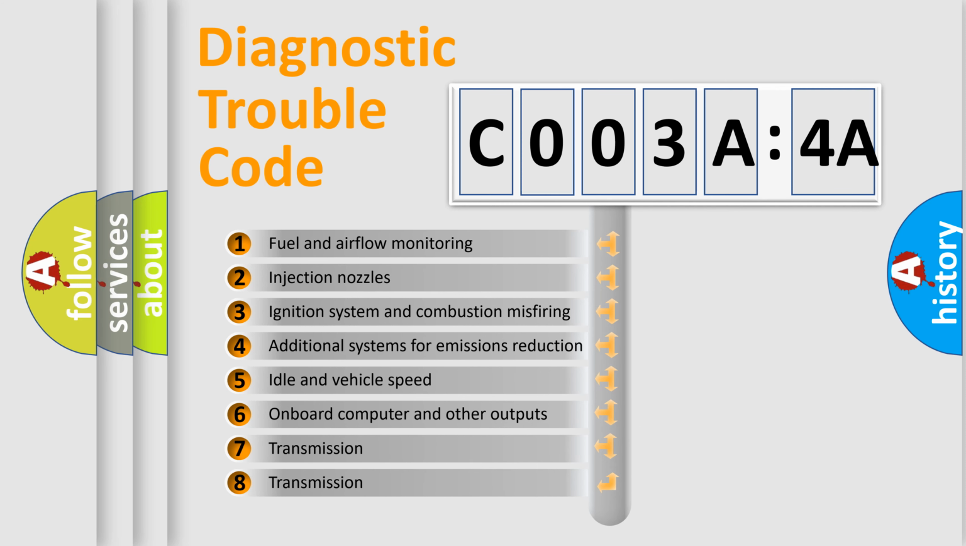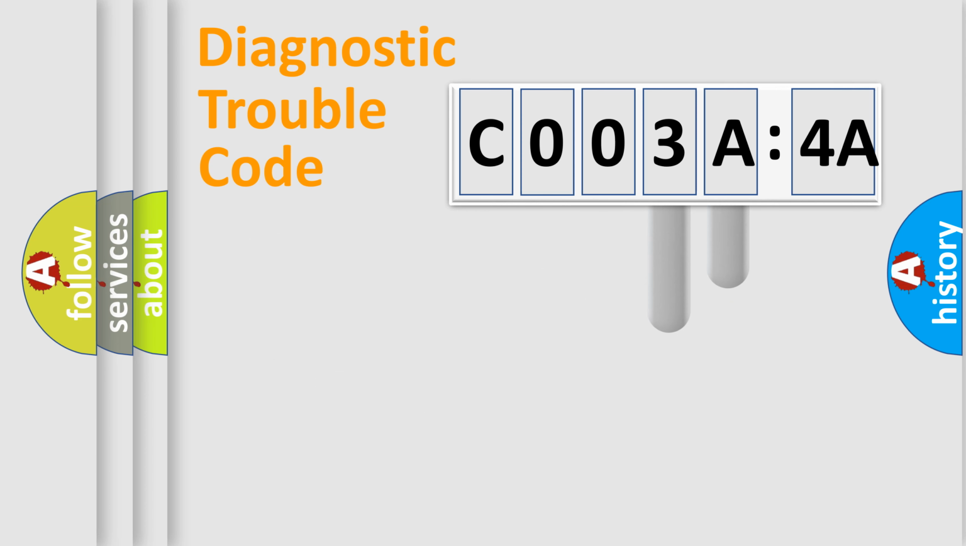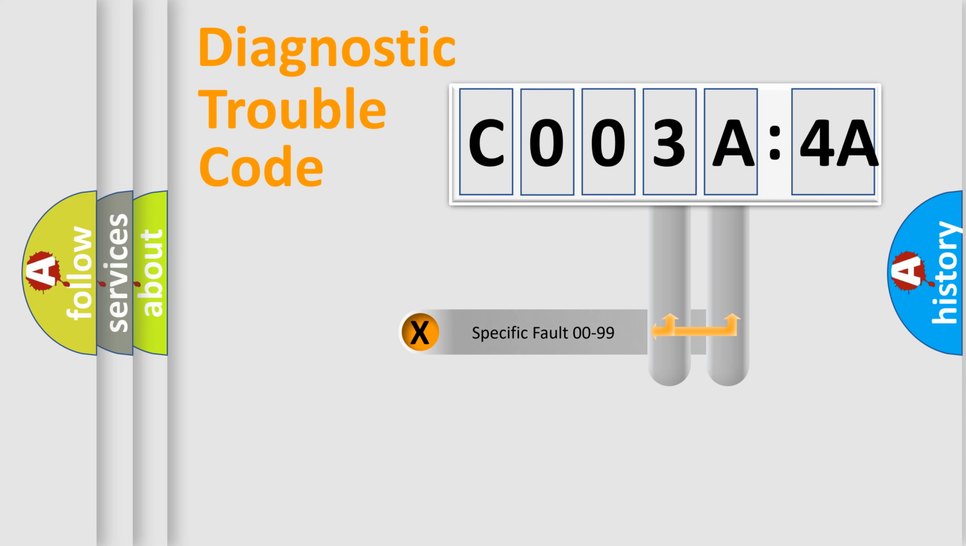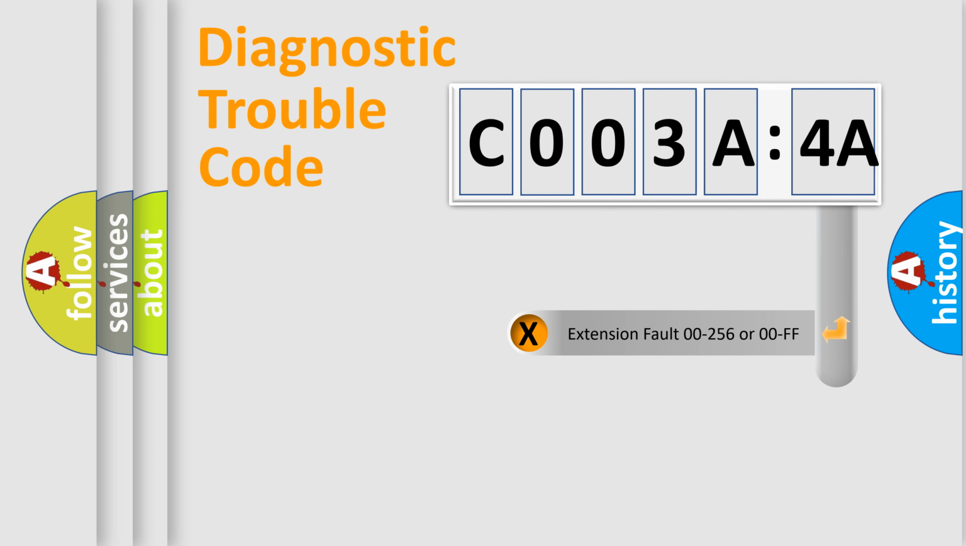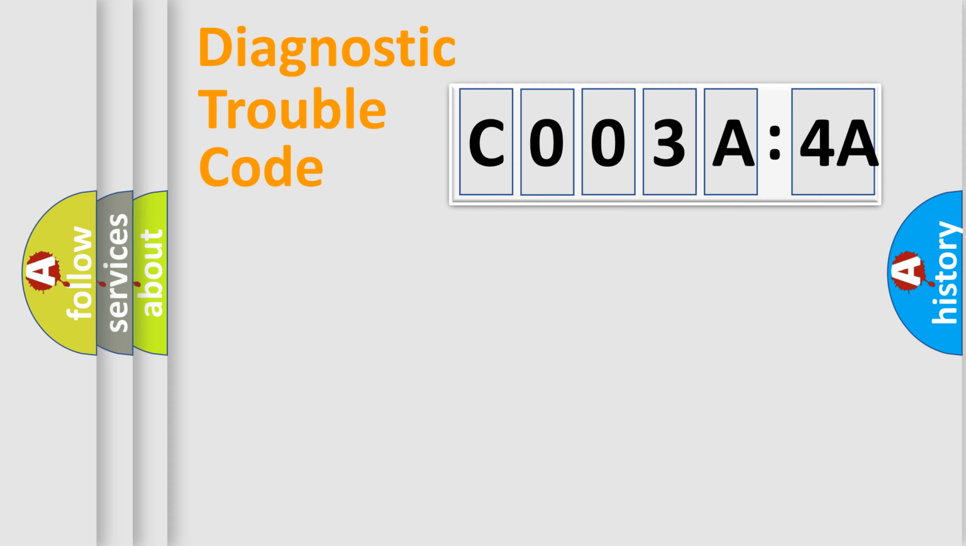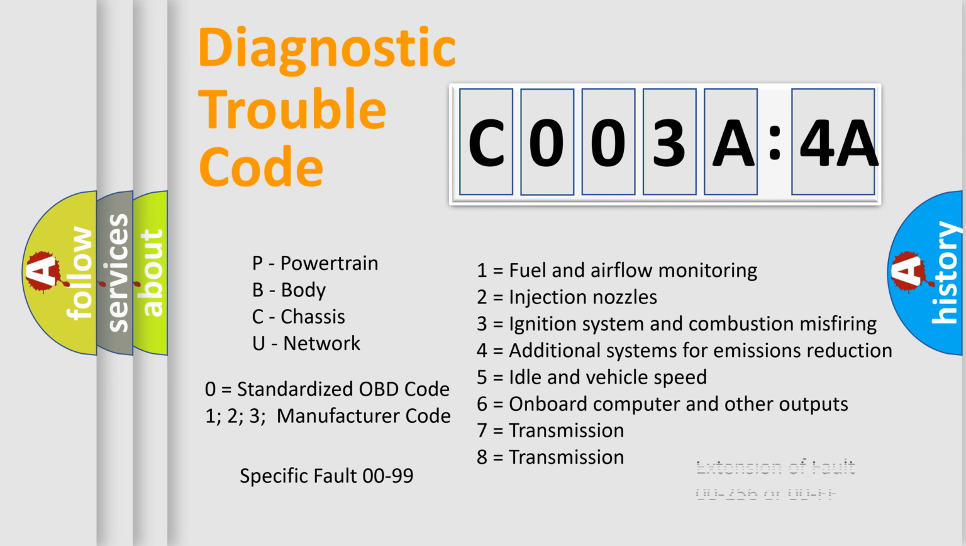The third character specifies a subset of errors. The distribution shown is valid only for the standardized DTC code. Only the last two characters define the specific fault of the group. The add-on to the error code serves to specify the status in more detail. For example, a short to the ground. Let's not forget that such a division is valid only if the second character of the code is expressed by the number 0.